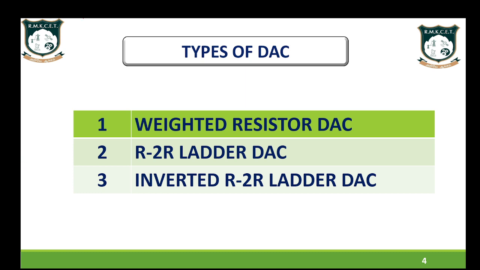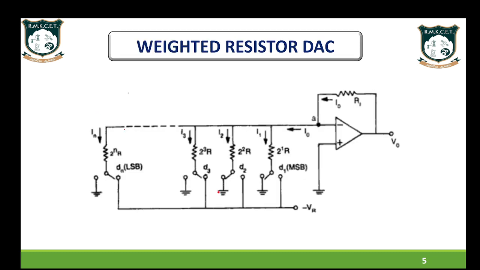Here we have three types of DAC. The first one, weighted resistor DAC, the second one R-2R DAC, and the third one, inverted R-2R ladder DAC. So today we will be discussing weighted resistor and R-2R, followed by inverted R-2R. Specifically, let us look into the weighted resistor DAC first.